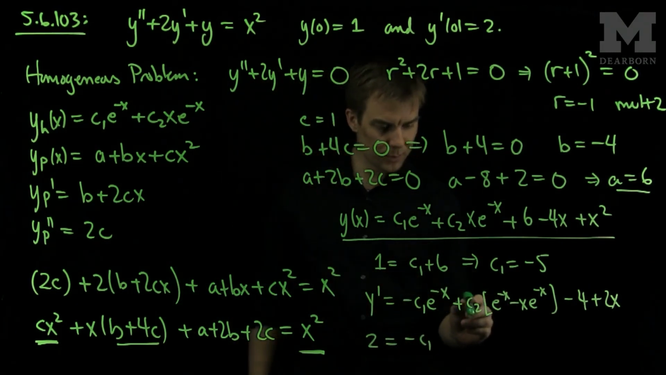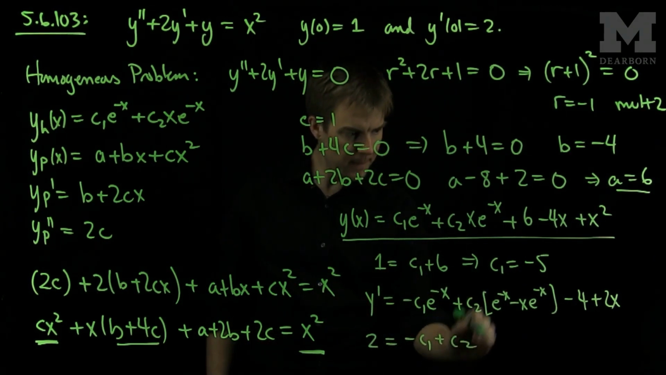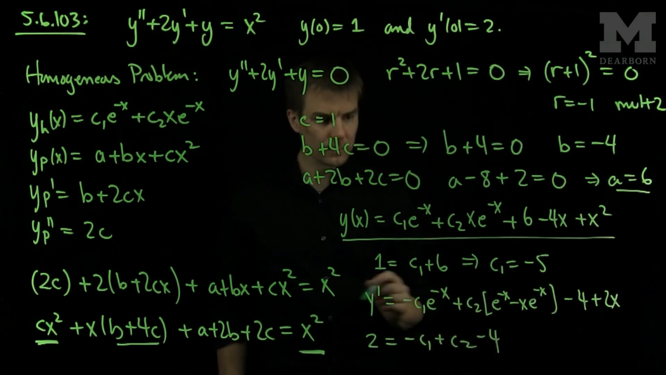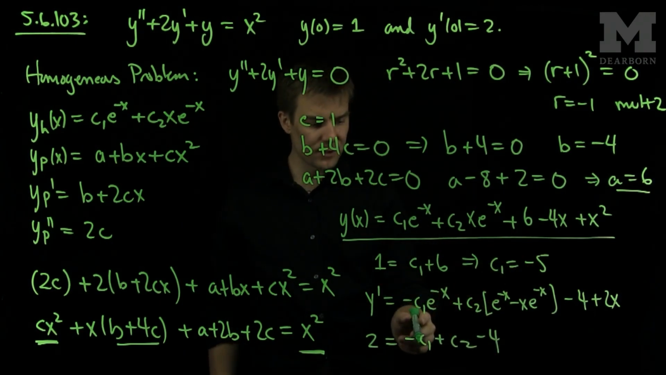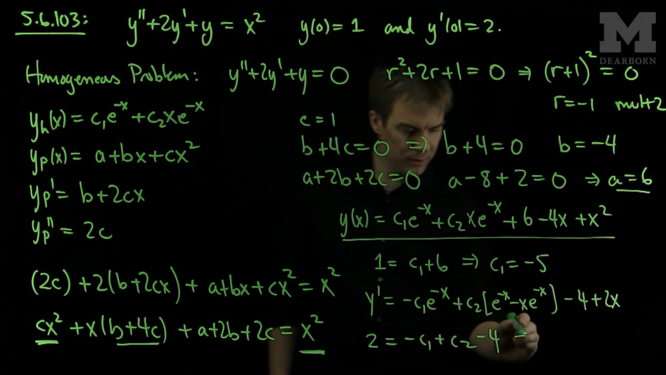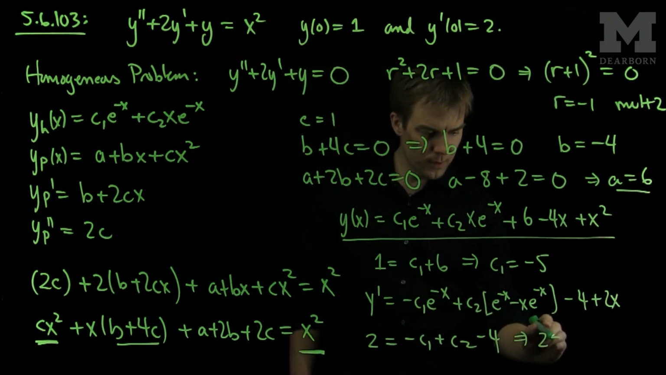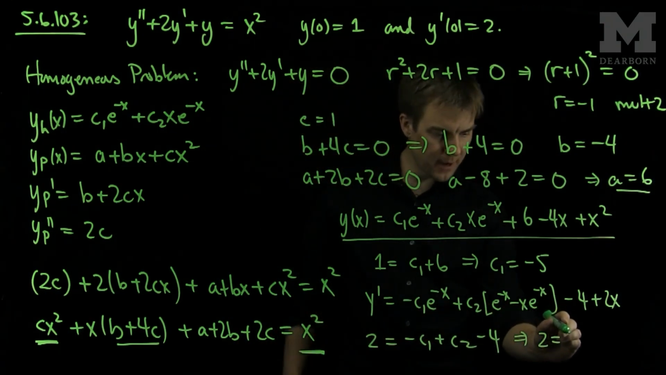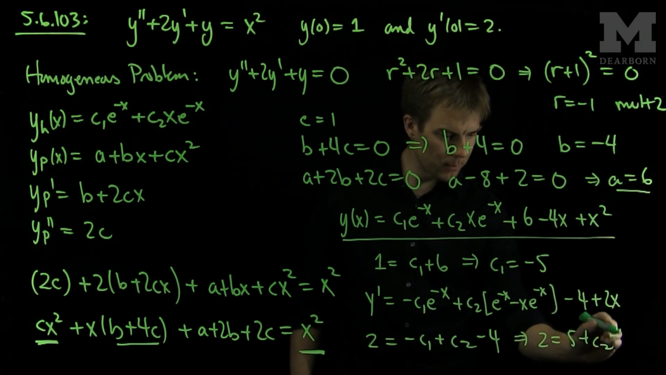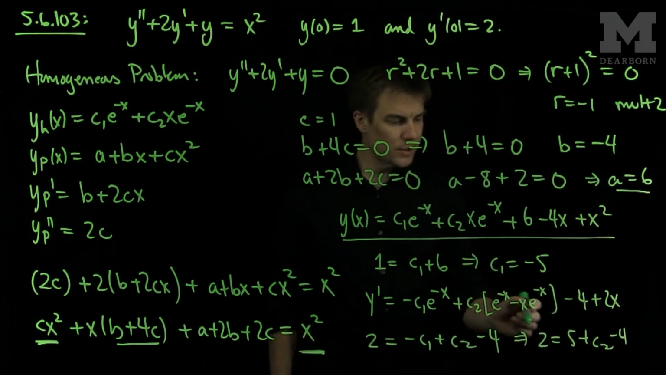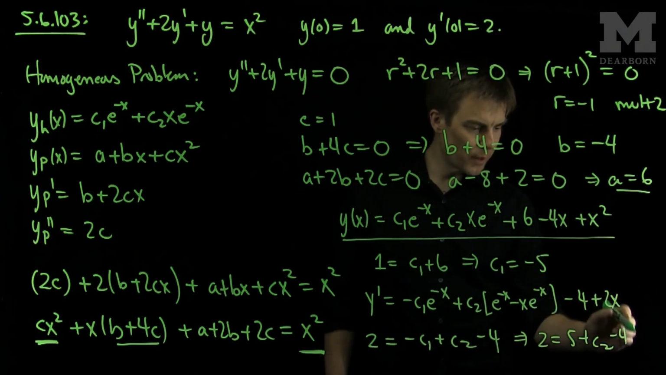So 2 has to be -c1 plus, when I plug in 0 to this expression, I'm just going to get a c2 minus 4. We know that c1 is -5, so this is a +5. So this tells me that 2 is equal to +5 plus c2 minus 4, which tells me that c2 is equal to 1.